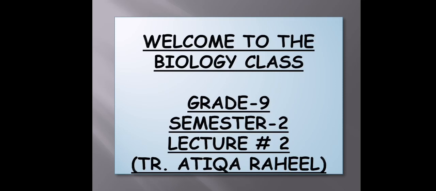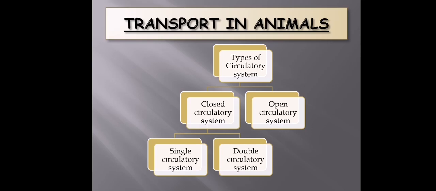As we have already started a new unit, that is transport in animals, so let's continue the same. Today we will discuss the types of circulatory system. Just give a look at the hierarchy, which shows that there are two major types of circulatory system: closed circulatory system and open circulatory system.